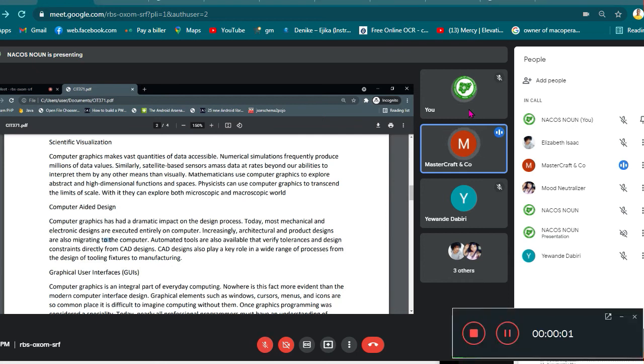the actual image and design of how that thing is expected to be, the structure and the architectural design. So computer graphics has had a dramatic impact on the design process. Today, most mechanical and electronic designs are executed entirely on computer. Increasingly, architectural and product designs are also migrating to the computer.